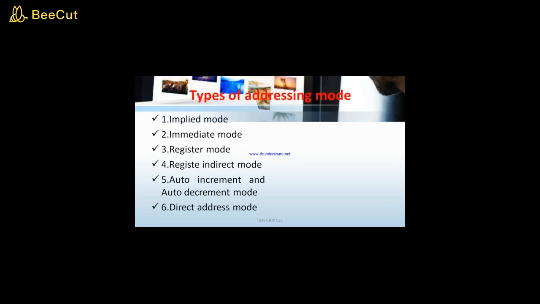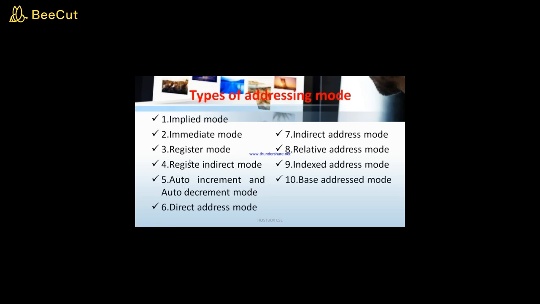Now let's go to the types of addressing modes. There are 10 types. They are very basic and important questions. The types of addressing mode are: implied mode, immediate mode, register mode, register direct mode, register indirect mode, auto increment and auto decrement mode, direct address mode, indirect address mode, relative address mode, indexed address mode, and at last base address mode.